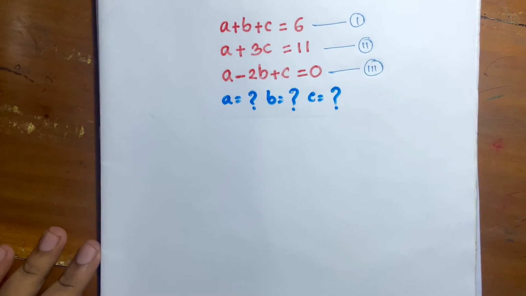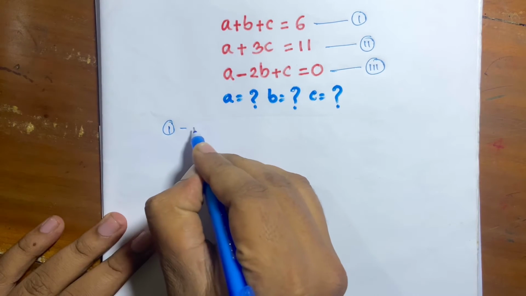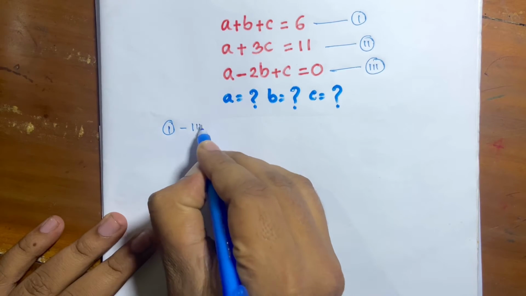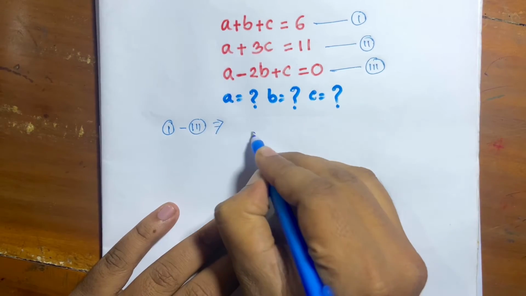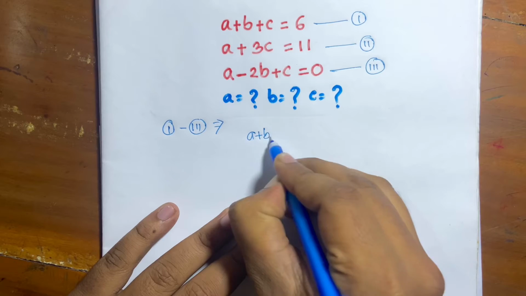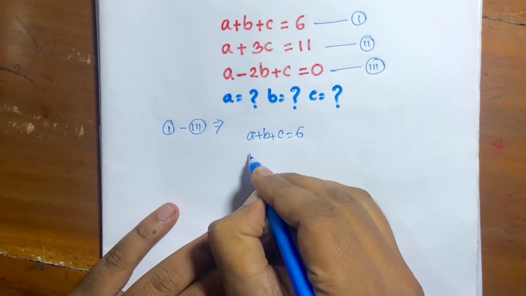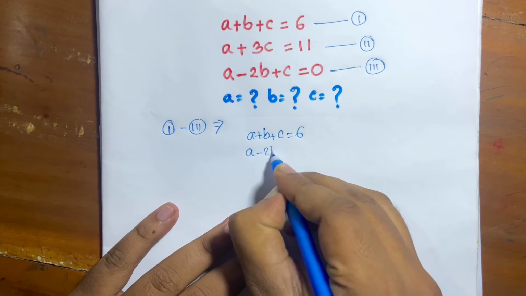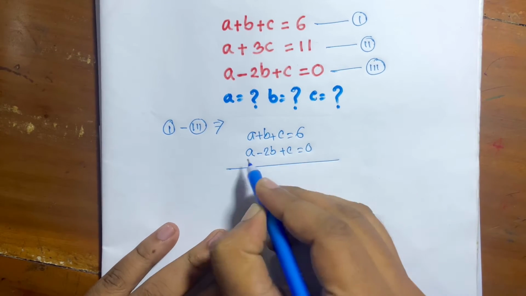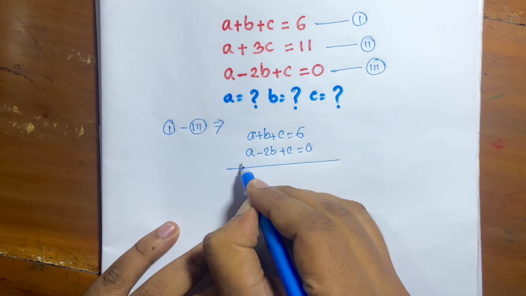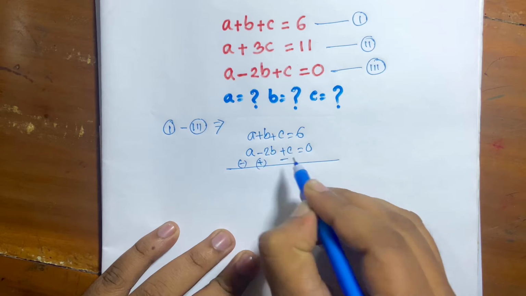Now, first equation minus third equation. First equation is a plus b plus c is equal to 6, and third equation is a minus 2b plus c is equal to 0. Now change sign, so here is minus, here is plus, minus.